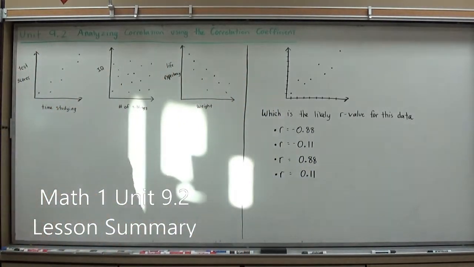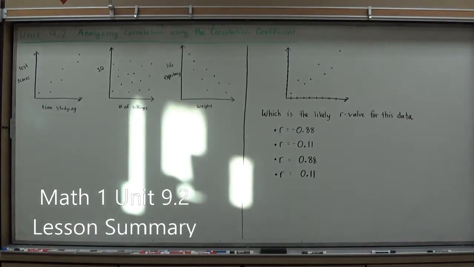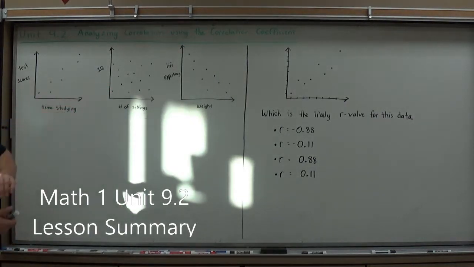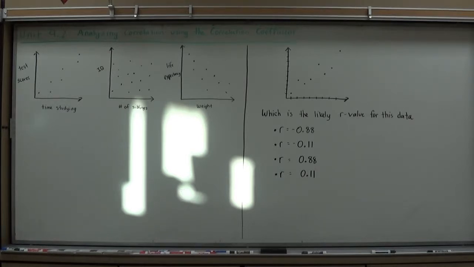Unit 9.2 will be analyzing correlation using the correlation coefficient. That's what we'll be doing here on the right side. In addition to that, we need to be able to look at scatter plots and determine what type of correlation they have, and then make a general statement about the data in the graph. So let's start with that.